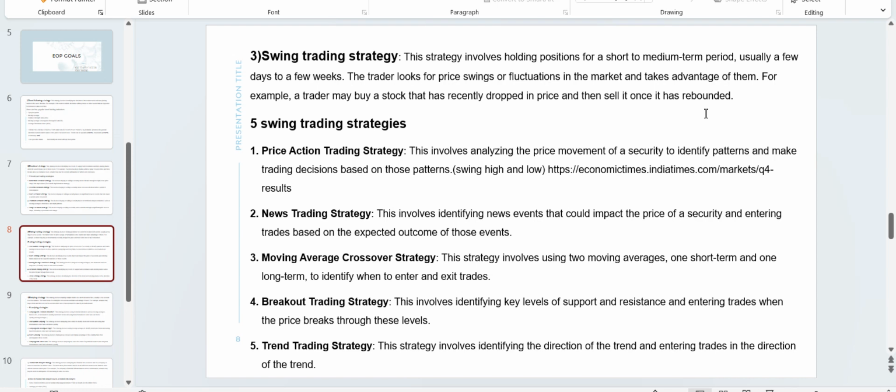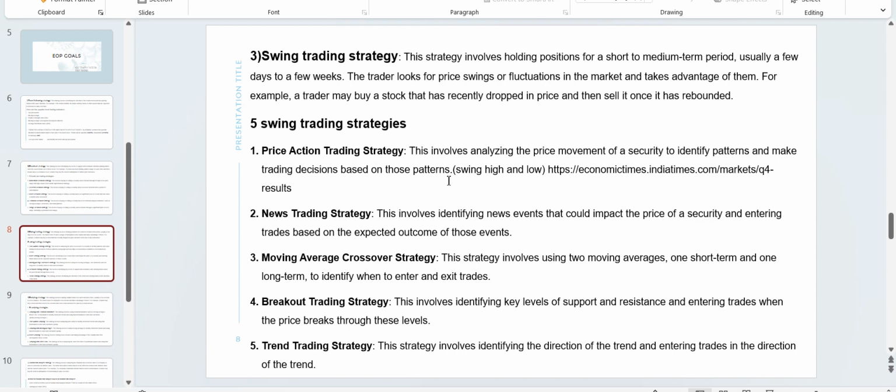In these five things, I am giving you the price action trading strategy here. With this example, the swing strategy involves price action, and this involves analyzing the price movement of the security to identify patterns and make trading decisions based on those patterns.